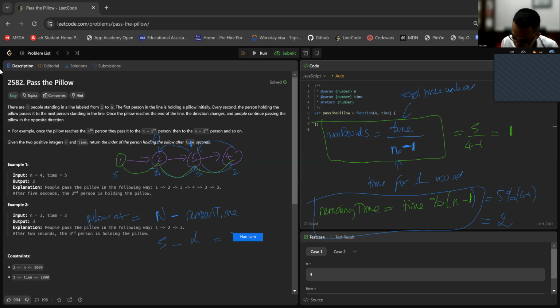Wait, hang on. 4 minus 1 is 3. 5 mod 3 is 2, right? 5 mod 3 is 2. So this is going to be 3.